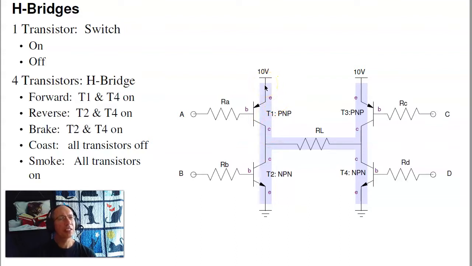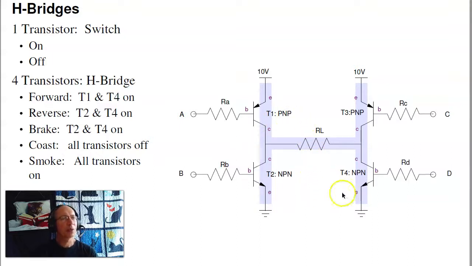So the idea is if I want to have current flow left to right, I turn on T1 and T4. Current flows left to right. To have current flow right to left, reverse, I turn on T3 and T2. So I can either have it go forward or reverse. There are also 2 other modes. If I turn on T2 and T4, that's active braking. That's like taking a motor and shorting the leads. If I do that, the motor kind of grinds to a halt. I convert the kinetic energy into heat as the motor is being operated as a generator.